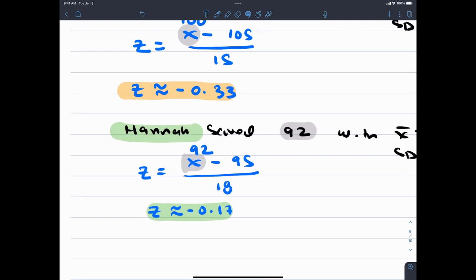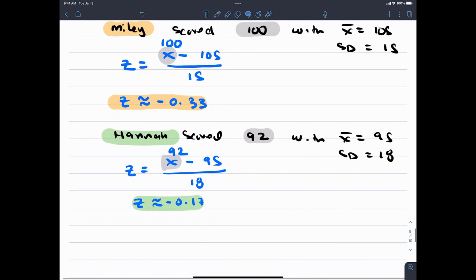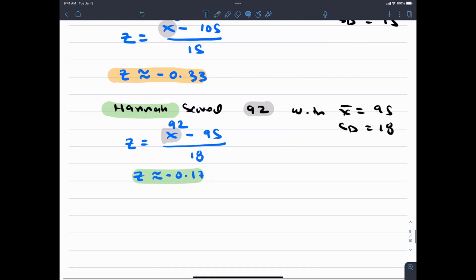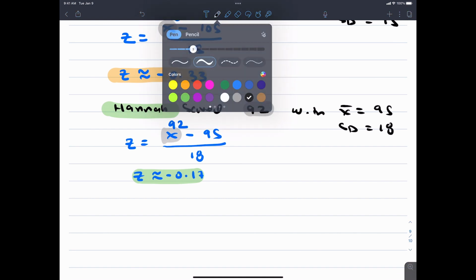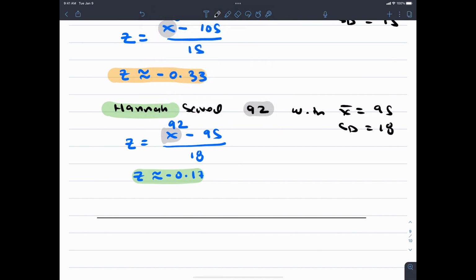All right. Let's stop and think about this. Who did relatively better? Notice for both students, their scores were not unusual. Is that true? How do you guys know the scores are not unusual? They're not bigger than 2, and they're not smaller than negative 2. So let's see. Who do you guys think did better?